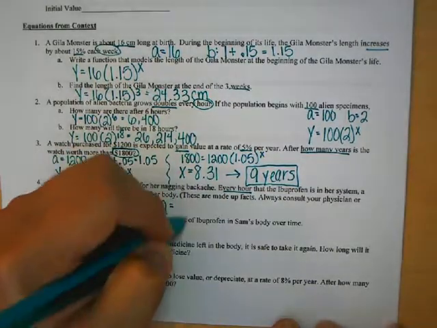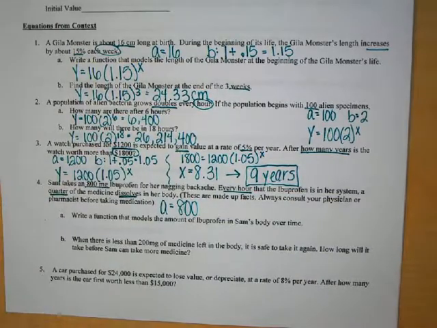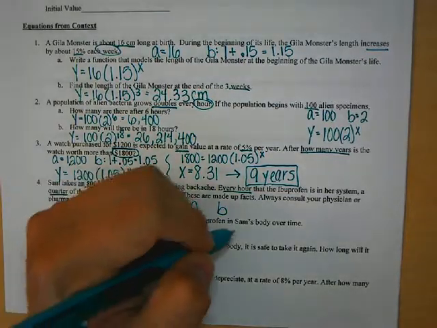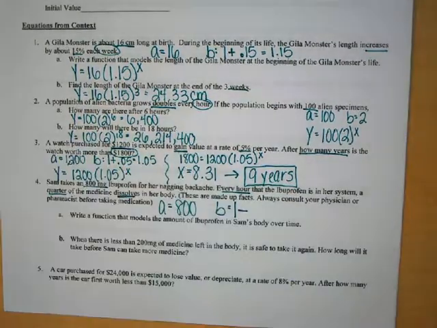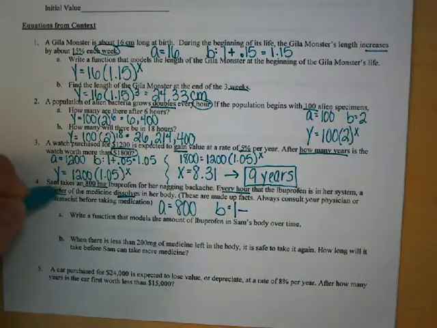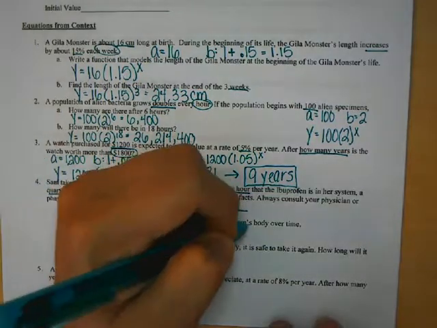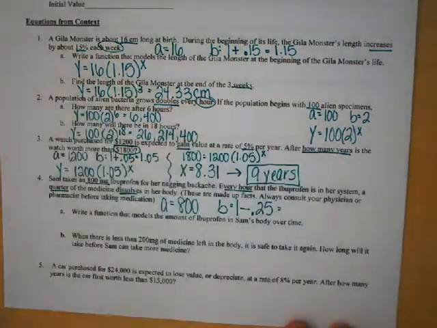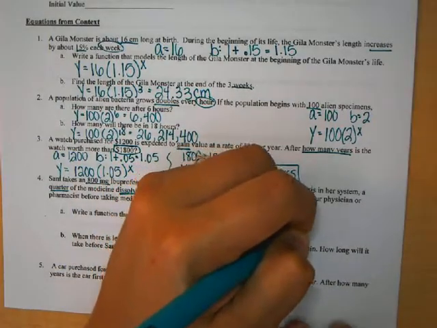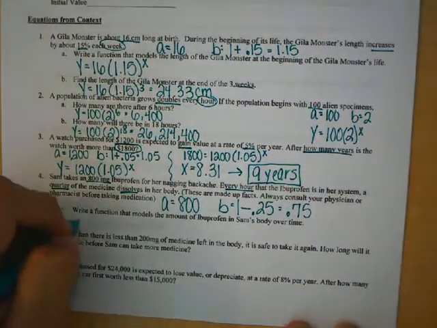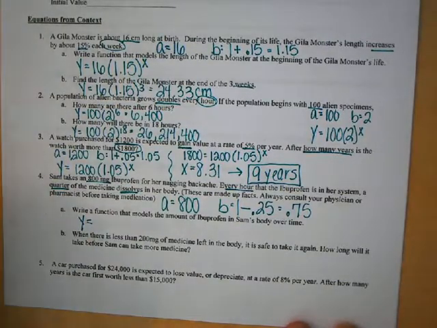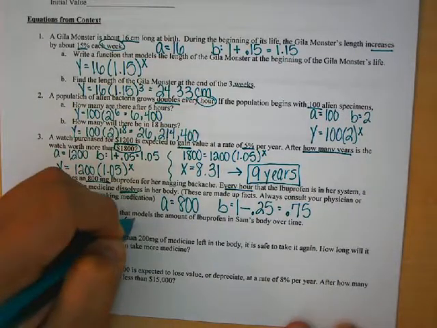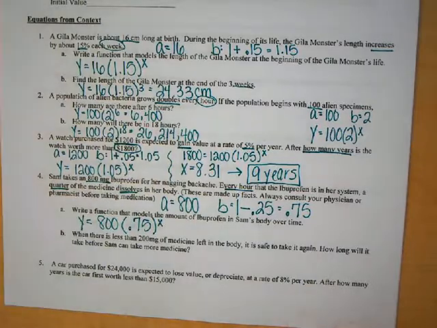She starts with 800 milligrams, so that's going to be my A value. Now, for B, it tells me that it's dissolving, so it's going away. So I'm going to have to subtract, and a quarter of it is 0.25. 25% of it's leaving. So 1 minus 0.25 leaves me with 0.75. That allows me to write my function, which is y equals 800 times 0.75 to the power of x.